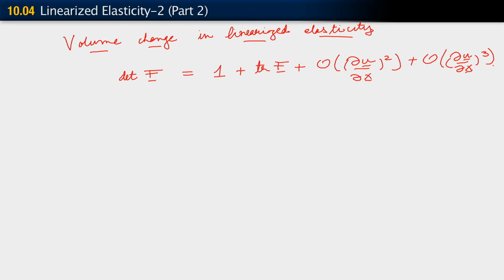Okay? Since we're working with linearized elasticity, what is done is to keep only the first order terms, zeroth and first order terms. Okay? So on the right hand side, we have the linearized volume change ratio for linearized elasticity. And you observe that, okay, first let me state that. So this is the volume change ratio in linearized elasticity.